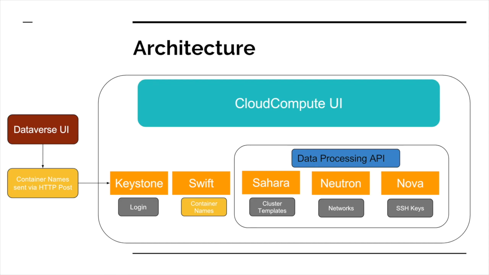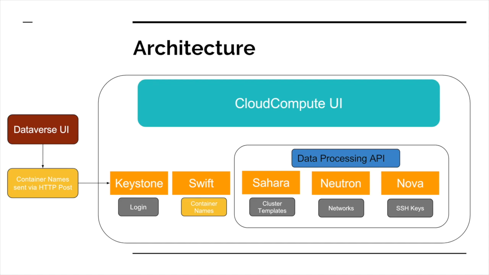And for login, we used the Keystone API of OpenStack. After logging in, the user can see the data sets in the container, and they can choose the data sets that they want to compute over. These data sets are stored in the container, so this is where the HTTP post request comes in, and this is where Swift comes in as well.